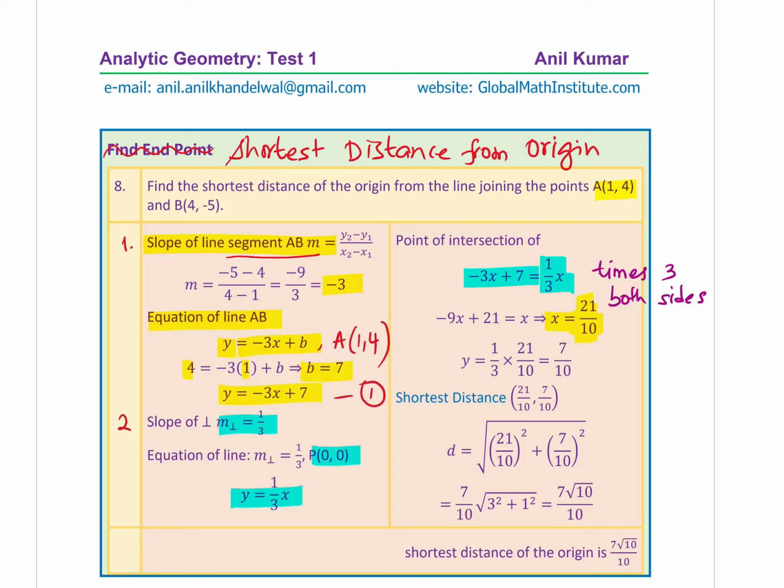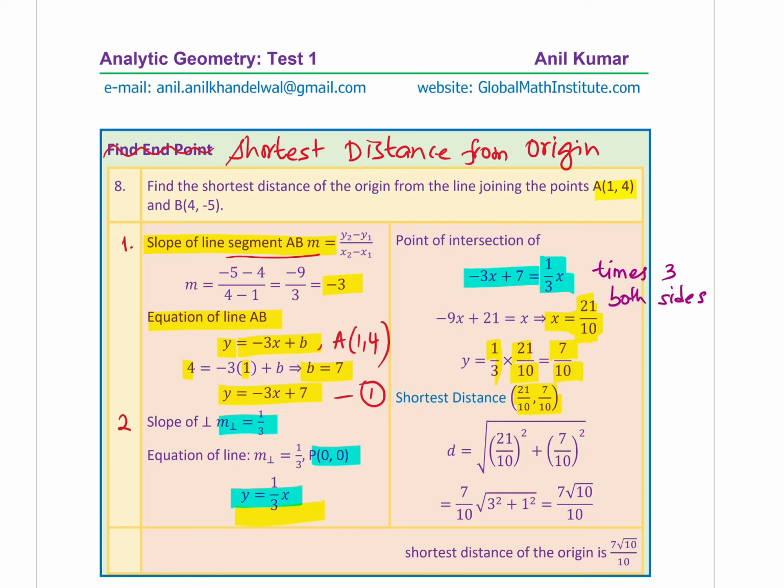Now the x value is known to us. To find the y value, we can substitute this in one of our equations. So we substituted in y equals 1 over 3 times x, x being 21 over 10. So we get 7 over 10 as the value of y. So we have our coordinate point.